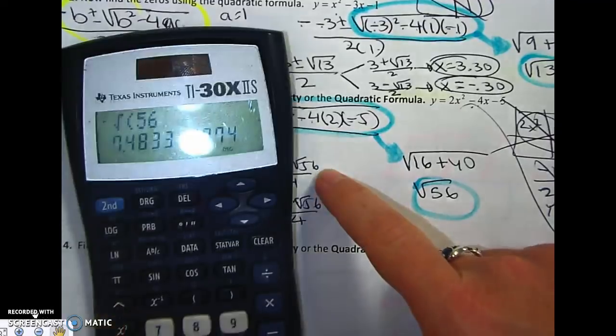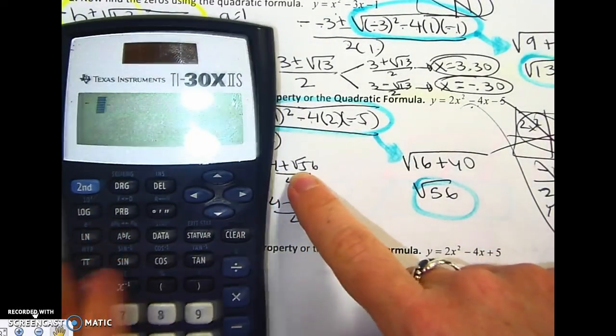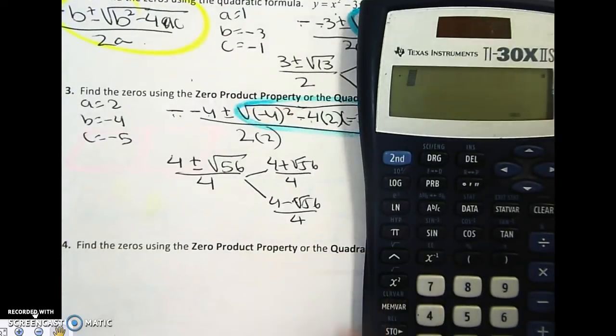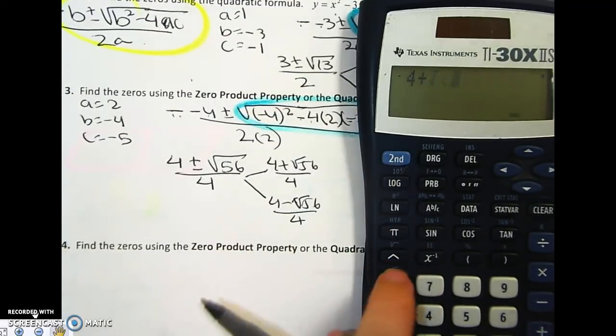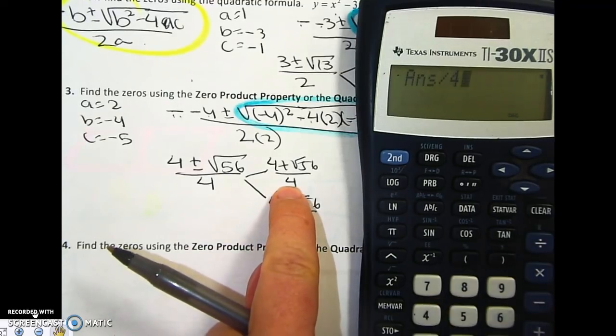Now I pick up my calculator. Clear, clear, clear. And I'm going to go 4 plus square root of 56. Let me move this over here. So I'm going to go 4 plus square root of 56. And then I divide that answer by 4.